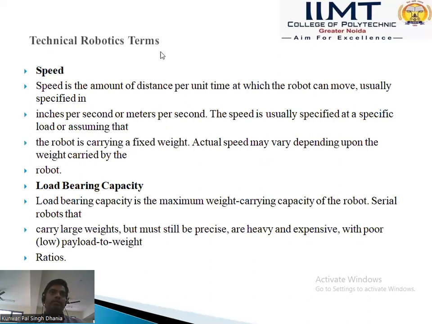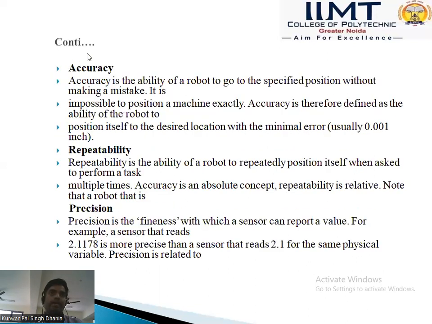Now technical robotics terms. Speed: robots are very accurate and can speed up the work. Speed is the amount of distance per unit time at which the robot can move. The second factor is the load bearing capacity, the maximum weight carrying capacity of the robot. Load capacity, speed, and accuracy are the main criteria. Accuracy is the ability of the robot to go to the specified position without making a mistake. So robots are very accurate to work.